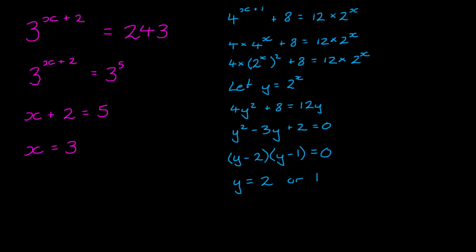Putting that back into our substitution, we know that y is 2 to the power of x. So if 2 to the power of x equals 2, that would mean x equals 1, because of course that's 2 to the power of 1. If we have 2 to the power of x equals 1, then we have x equals 0, because 2 to the power of 0 is 1.